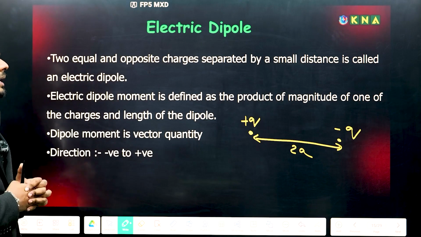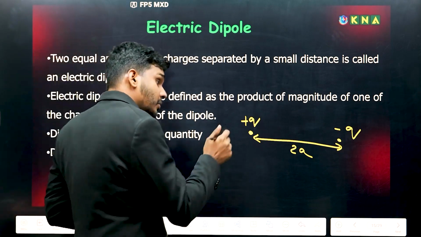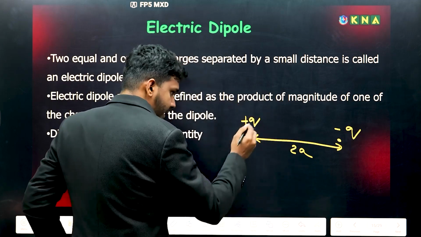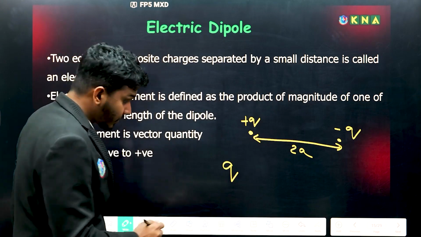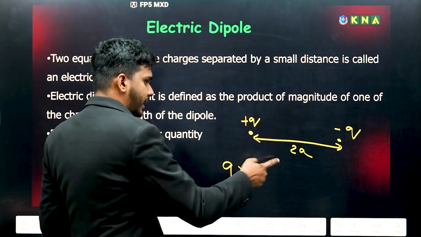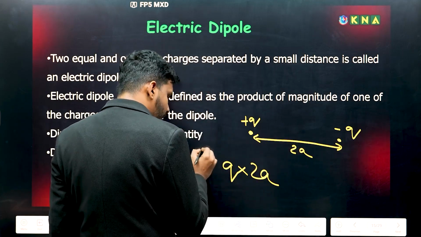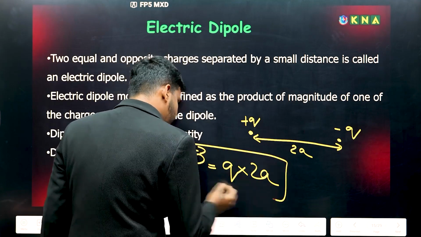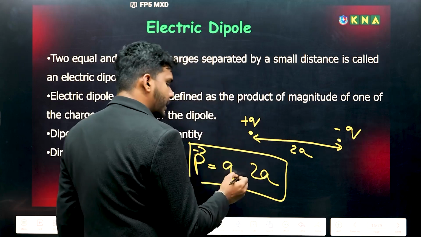Electric dipole moment is defined as the product of the magnitude of any one of the charges, that is q, and the distance between the two charges, that is 2a. That gives the dipole moment p. So what is dipole moment p?